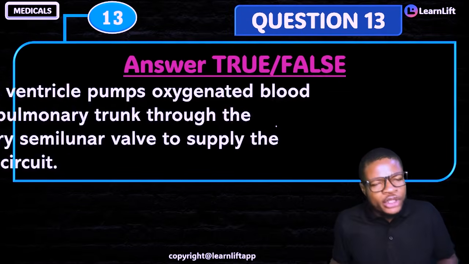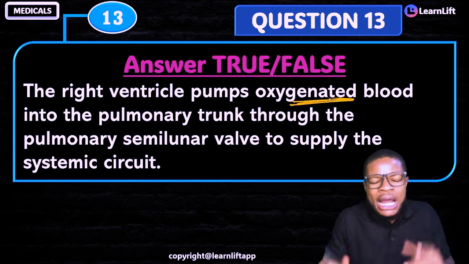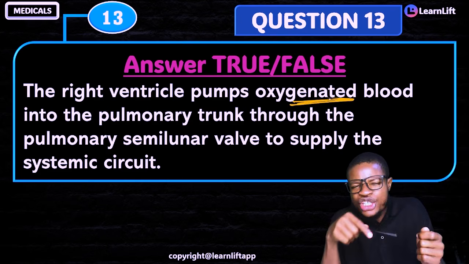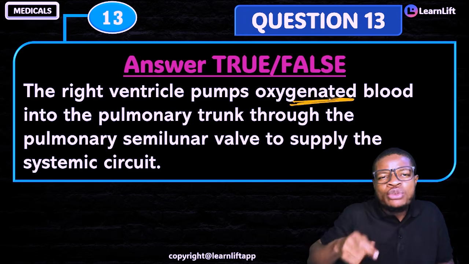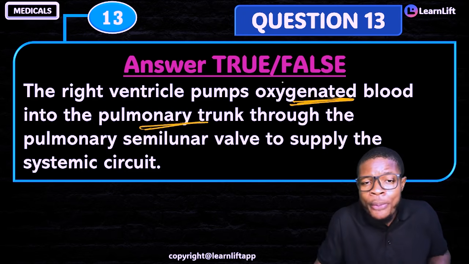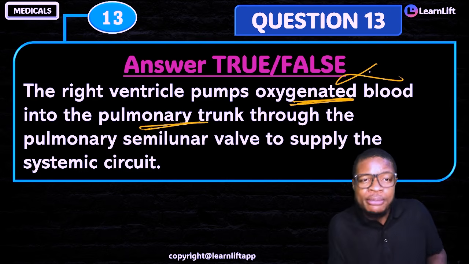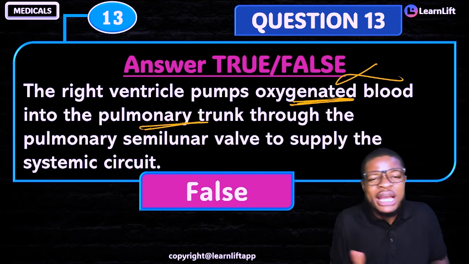Answer true or false for this question. The right ventricle pumps oxygenated blood. Now, first reason it. Right ventricle, will it pump oxygenated blood or deoxygenated blood? It will pump deoxygenated blood into the pulmonary trunk. It will not pump oxygenated blood. So that statement is totally wrong. That's false. You did that very fast.